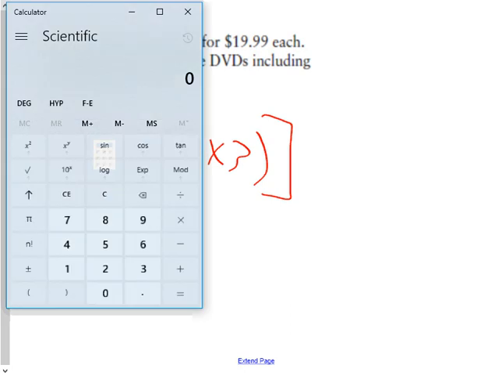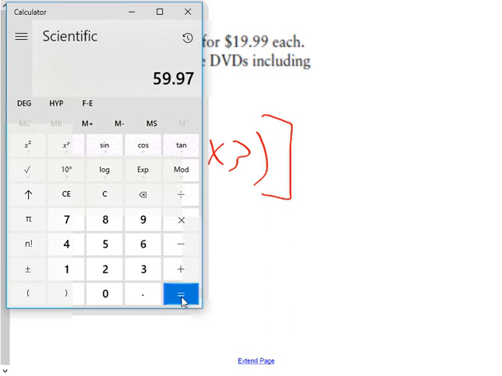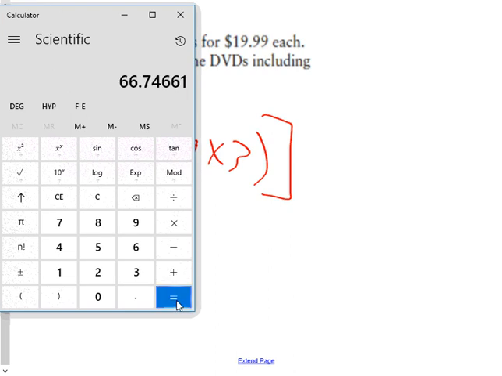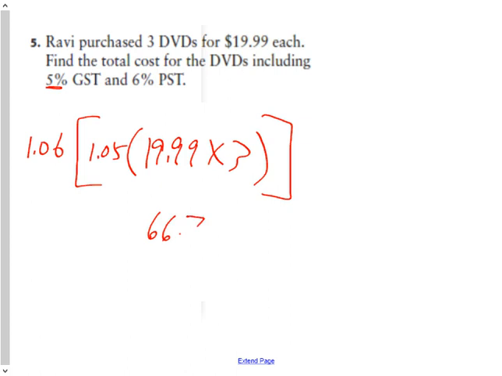So I'm going to take my calculator again. What is 19.99 times 3? It is $59.97 multiplied by the 1.05 for the cost of the DVDs and the GST. It is $62.97 roughly. And then multiply that by 1.06. Is it 6%? I think so. Can't remember. Yeah, 6% PST. And your final answer is $66.75, approximately, because we're rounding.